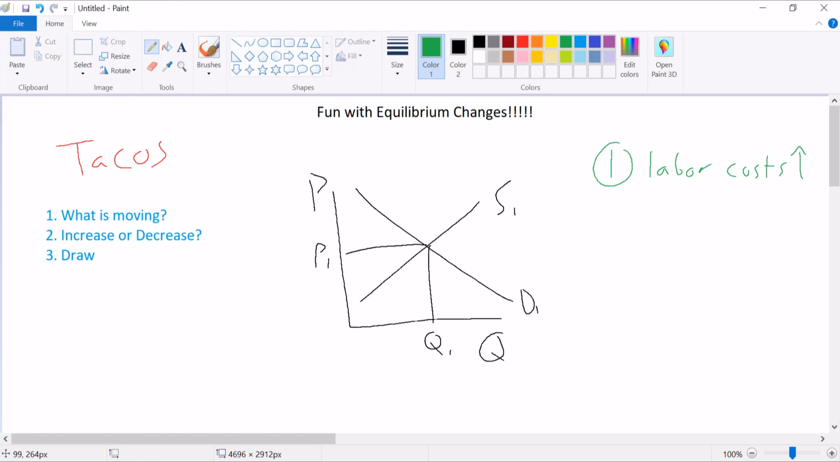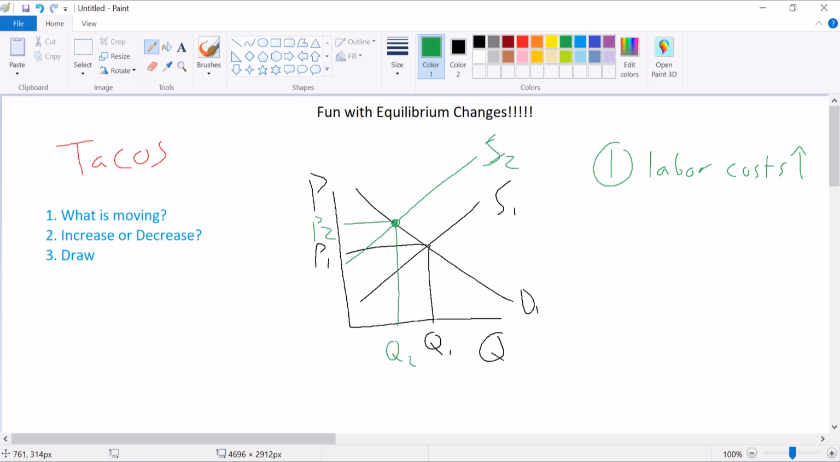So what's that look like for us? Well, we know that these labor costs lead to a supply decrease. That's to the left. And so we get this lower supply curve. And we can draw the new equilibrium, which is at this point. So you get Q2 and P2. The equilibrium quantity decreased. The equilibrium price rose.